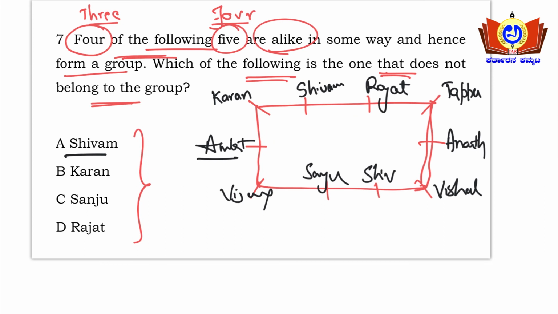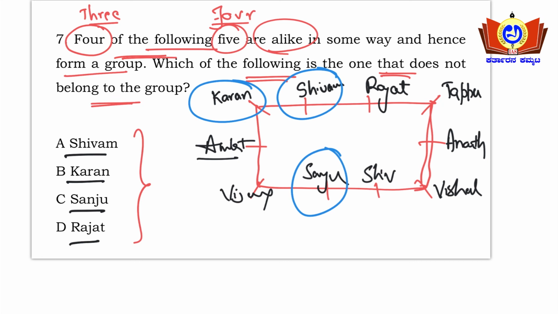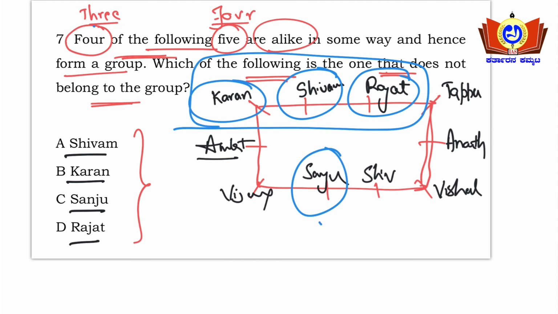So Shivam, Karan, Sanju, Rajat, okay? So Shivam is here, Karan is here and Sanju is here and Rajat is here. So 3 out of 4, so these 3 are in the same row, right? So left behind is Sanju here, okay? He is not in the same row, hence he doesn't form a group here. So option C, Sanju, is the right answer here friends, okay? So moving on to the next question.